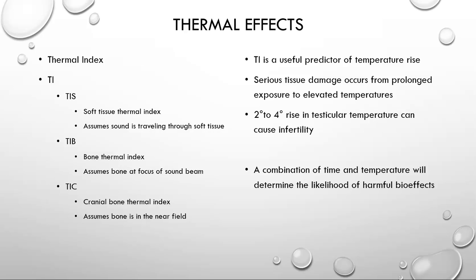Thermal index is a useful predictor of temperature rise. If the temperature rises 2 to 4 degrees Celsius, it is known to cause infertility in testicles. So we know that a 2-degree rise changes the characteristics of tissues, so we don't want to go above 2 degrees. A combination of time and temperature most likely will determine the likelihood of any kind of thermal bioeffects. If you heat the tissue for long enough, that's as bad as heating it too high for a short period of time. So both time and temperature are taken into account.